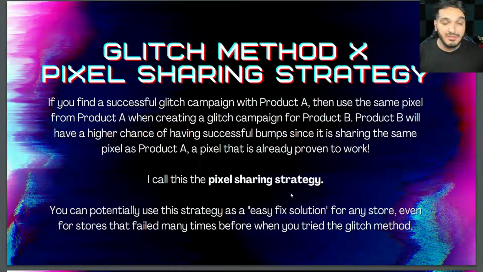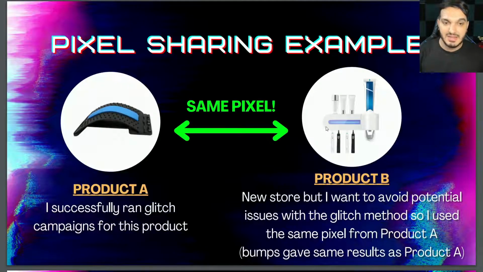Now that might be a little confusing to understand, so that is why I designed this picture right here. It's going to make it very clear and very visual for you to understand. So let's imagine product A and product B. Imagine you ran product A, which is a backstretcher. I love using the backstretcher and the UV as examples, by the way, because I do run one product stores for both of these products. Imagine you ran successful glitch campaigns for product A and you have this beefed up pixel, all thanks to getting so many conversions on that product. You could actually use that pixel for product B, and product B is going to have a higher chance of succeeding because you're using the same pixel that you used for product A.